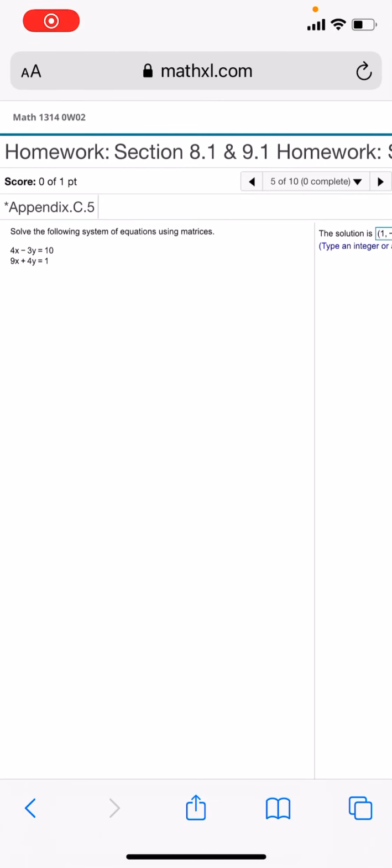This is problem 5 from the 8.1 homework. In it, I'm asked to solve the following system of equations using matrices. This is the method I want you to use for solving all of the systems of equations you will see in this chapter.